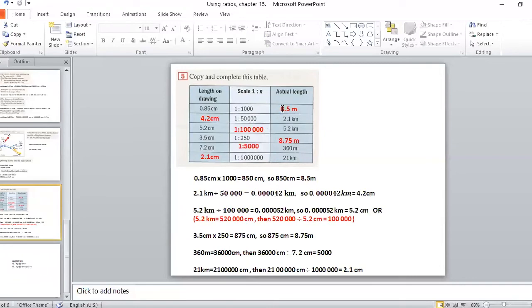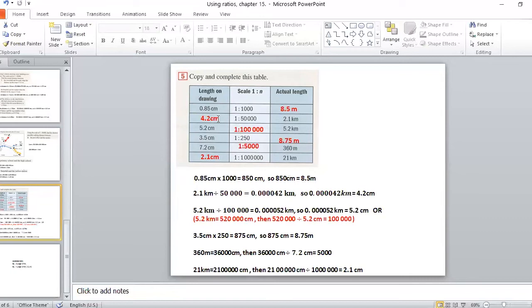I have completed this table using these red numbers. For the first row, I have written 8.5 meters because I have multiplied 0.85 centimeters by 1,000, the second number of the ratio, giving 850,000. Then 850,000 has been divided by 100 in order to give us 8.5 meters, since you remember 1 meter equals 100 centimeters. And converting from a smaller unit to a bigger one, we always divide using the proper power of 10.